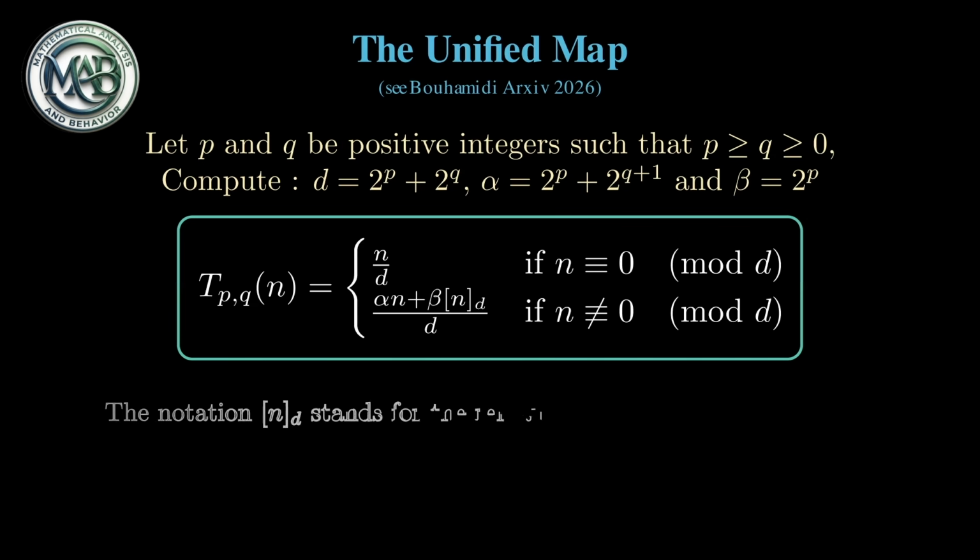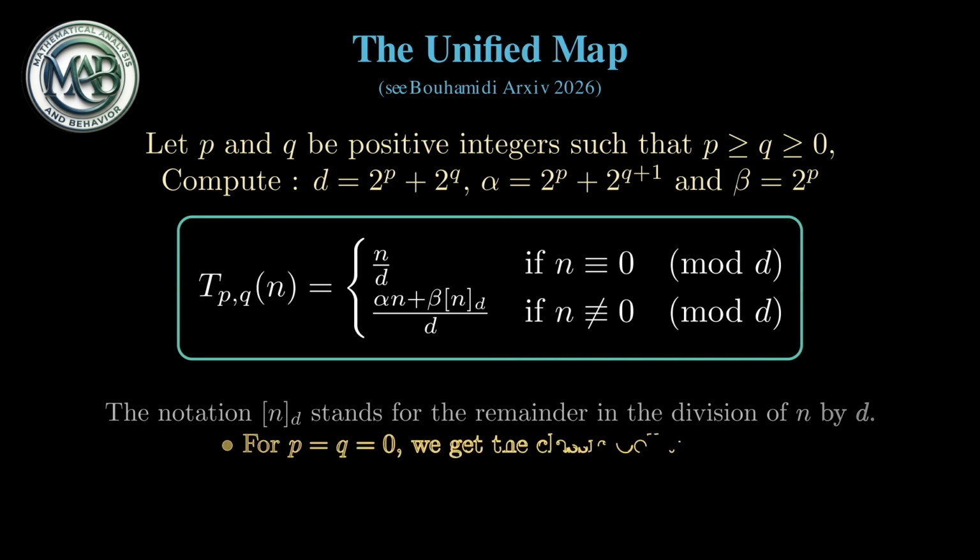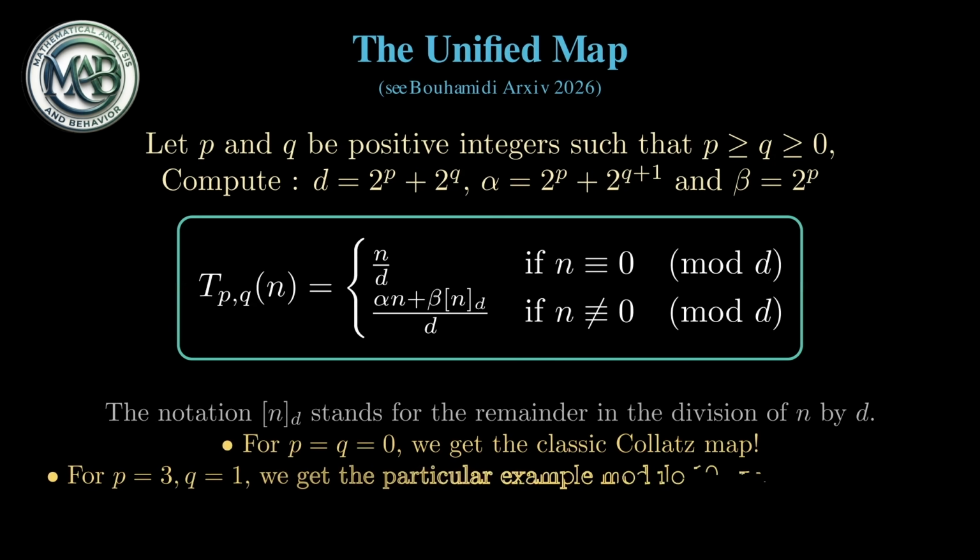This defines the mapping T_{p,q}, where for any integer n, the result is always an integer. If n is a multiple of d, the map simply performs a division, reducing the value's magnitude. But when n is not divisible by d, the mapping applies a specific linear growth. The formula, alpha times n, plus beta times the remainder in the division of n by d, all divided by d, ensures that the output is always an integer. We use the notation [n]_d to represent the remainder of the Euclidean division of n by d.